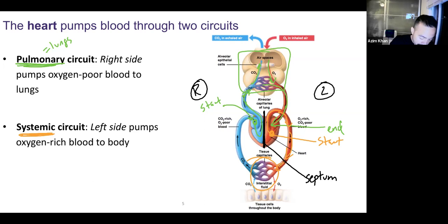The word systemic means throughout the whole body, except the lungs. So it could be going to the liver, it could be going to the brain, it could be going to a muscle in your leg. Any of those things are part of the systemic circulation, just everywhere except the lungs. And then we return that poorly oxygenated blood back to the right side of the heart. So we start on the left side and end on the right side.